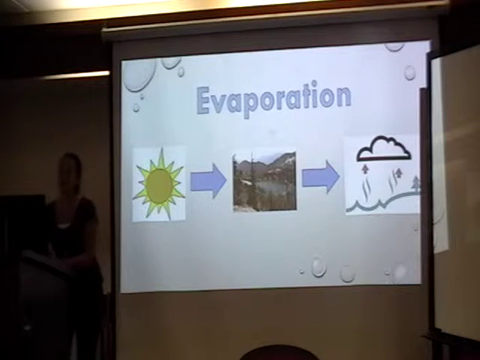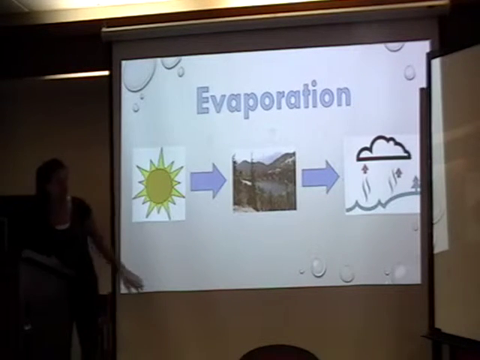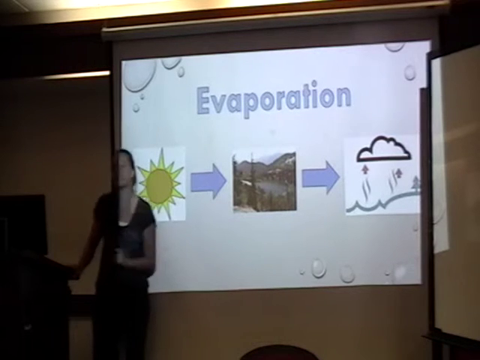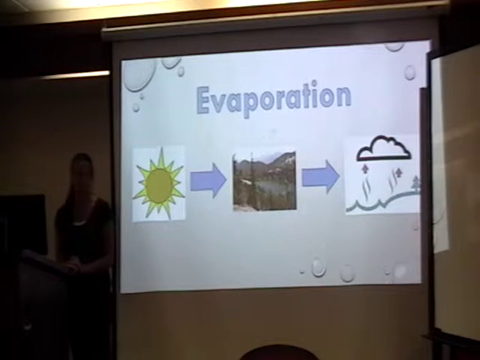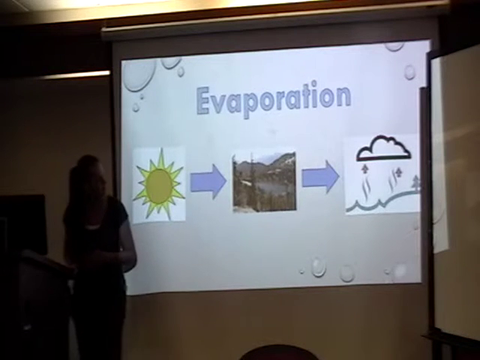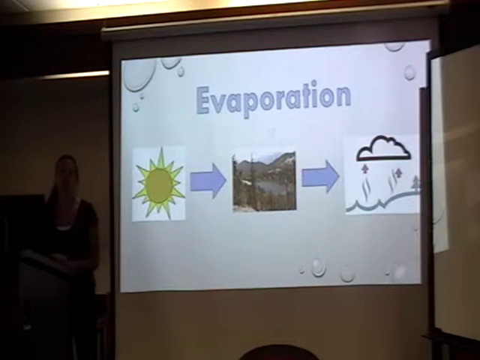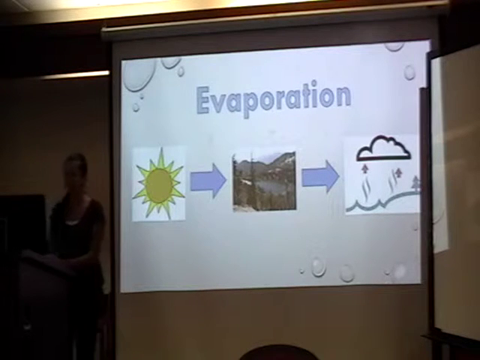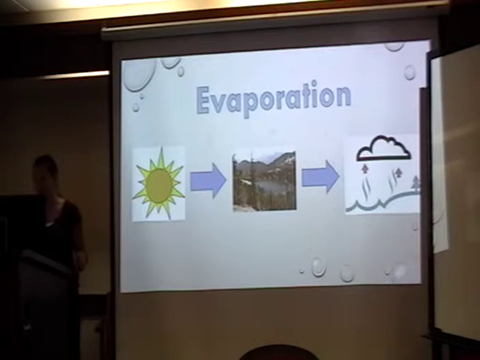So, for evaporation, the sun heats up the water from lakes, oceans, seas, rivers, any water there is, and it evaporates. The water turns from a liquid state to a gas state, and basically becomes water vapor and rises into the atmosphere. And this is the process of evaporation. Does anyone have any questions about evaporation, or is it all clear to you?